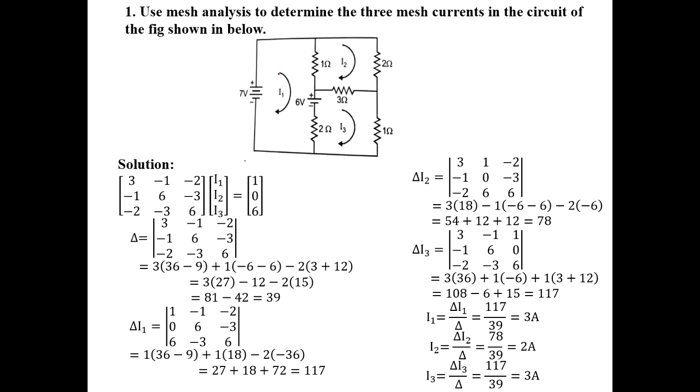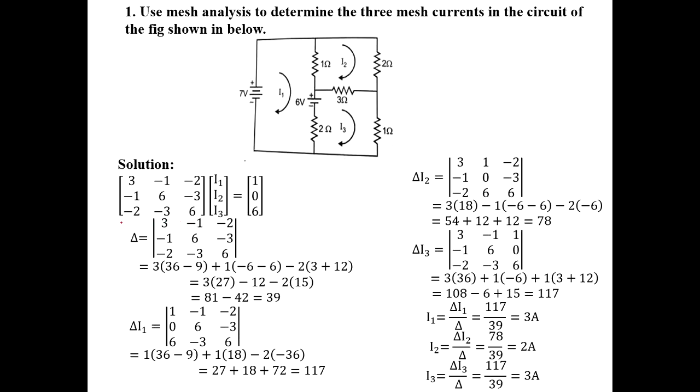First we have to mark the loops of the circuit. This is I1, this is I2, this is I3. Otherwise, we can choose the loops differently; anyway, we can choose the loops of the circuit. In this circuit we have three loops, so we have to create a 3 cross 3 matrix.